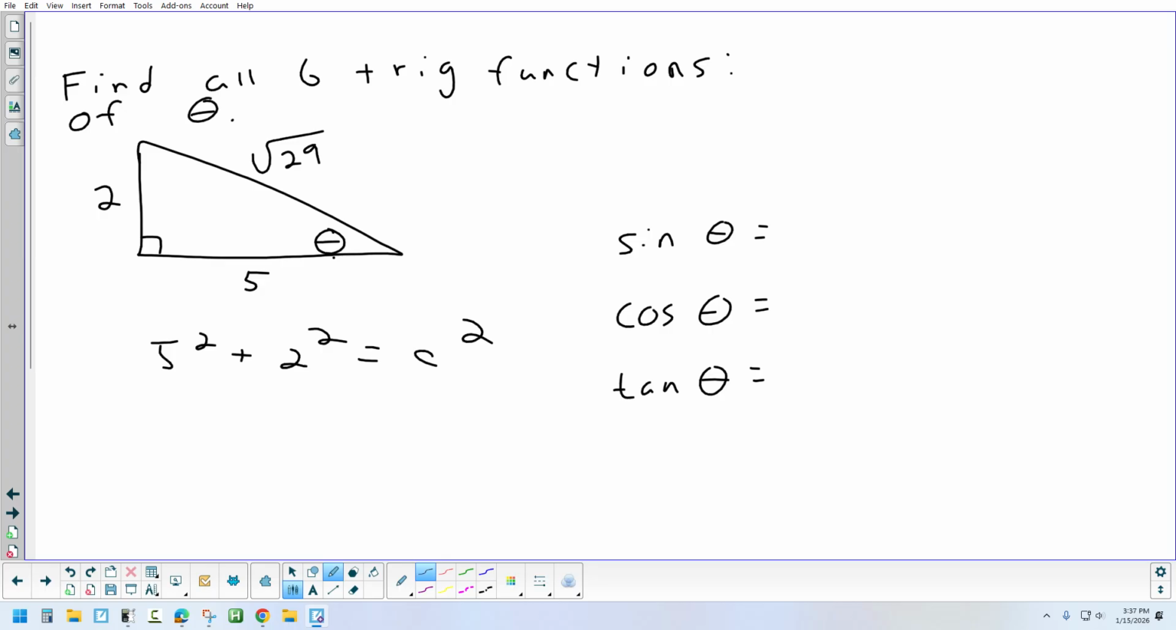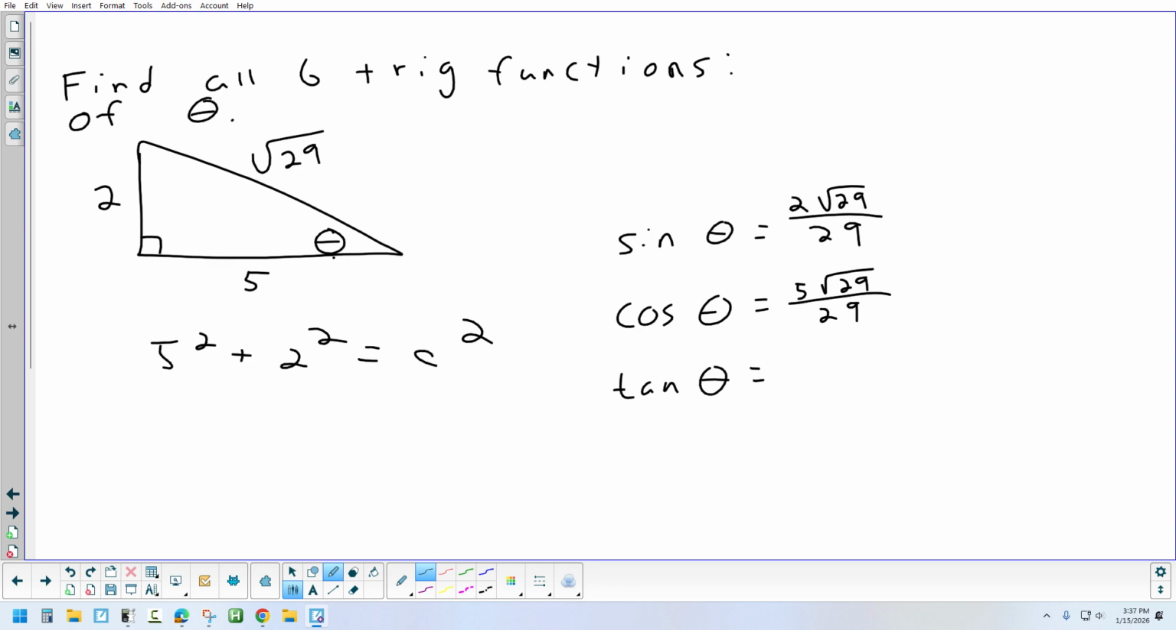Okay, so let's start with the sine. What would the sine of theta be in our picture? Yeah. 2 root 29 over 29. Yep, it would be opposite over hypotenuse, so 2 over root 29, but then we fix the root 29 in the bottom. So there's the sine. How about the cosine? Yep. 5 root 29 over 29. So 5 root 29 over 29, good.